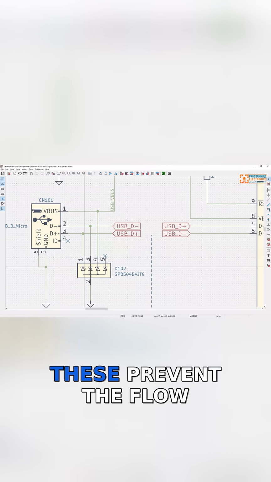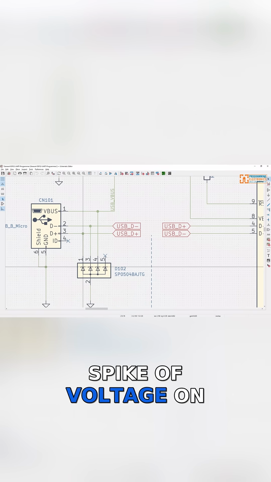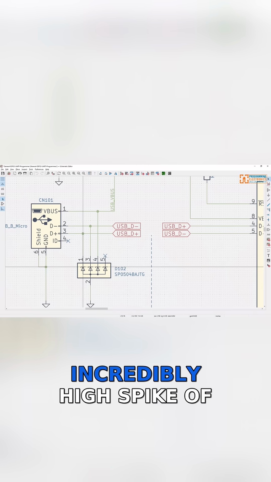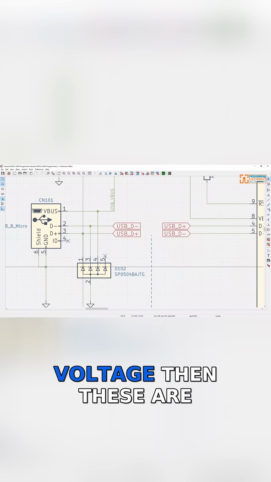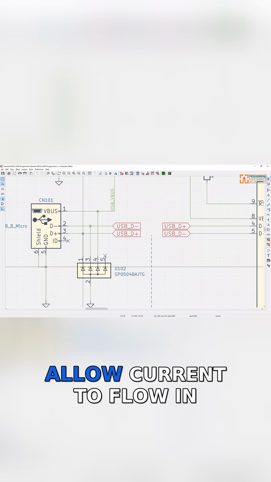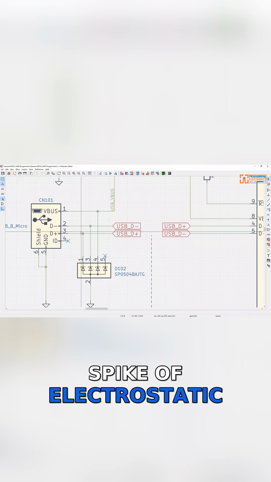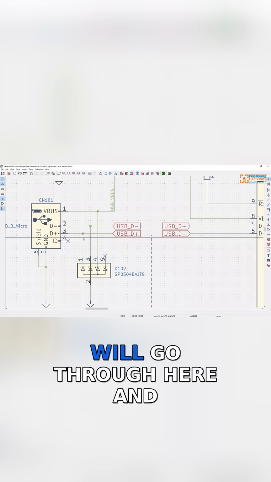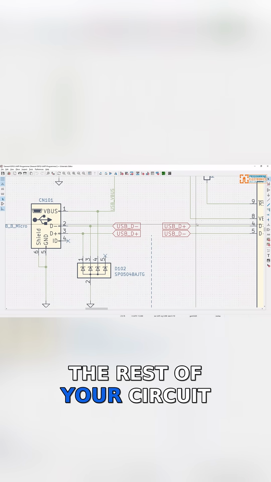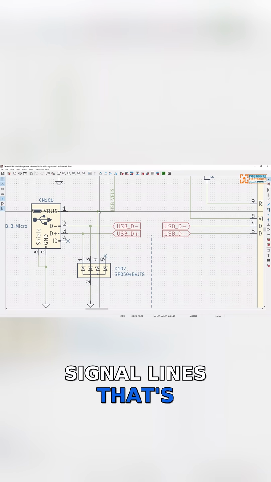So these prevent the flow of current unless the spike of voltage on there is incredibly high. And then if it's an incredibly high spike of voltage, then these are very, very, very quick to allow current to flow in the opposite direction. Meaning if there is a spike of electrostatic discharge on here, it will go through here and be dissipated to ground rather than going into the rest of your circuit. And you have one of these on each of the signal lines that's connected to your device.